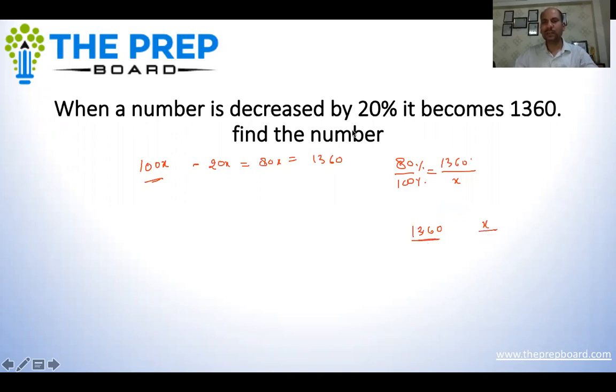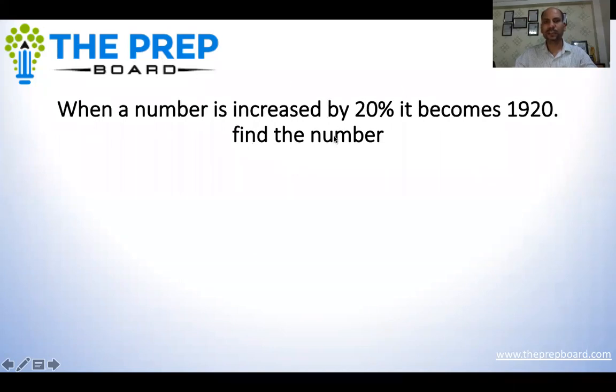This 1360 is obtained by decreasing a number by 20%. It means what is left should be 80%, and this unknown number should be 100%. This is very, very important. You will even find questions in exams like CAT based on this method. So this is very useful. Okay, let's move on to the next question.